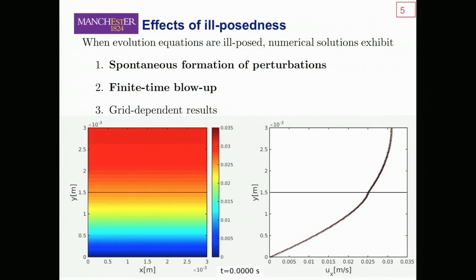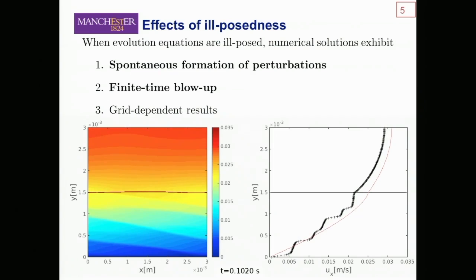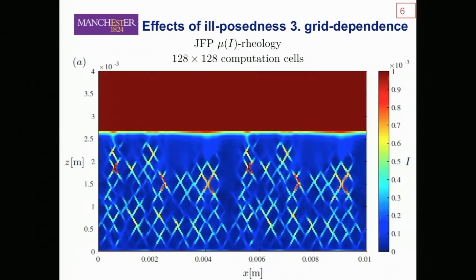This is a simulation of a chute flow at a high inclination angle. That's pushing us into the large inertial number regime, and you see that very quickly we get a spontaneous formation of these short wavelength perturbations in the flow, and they come to dominate quite quickly. There's exponential growth, and at some point that actually breaks my simulation. I have non-convergence in my numerical scheme. There are some natural singularities in the equations in any case, so we have finite time blow-up of the equations. And another very unphysical property of ill-posed problems is that the results of numerical computations actually depend on the grid I'm using.